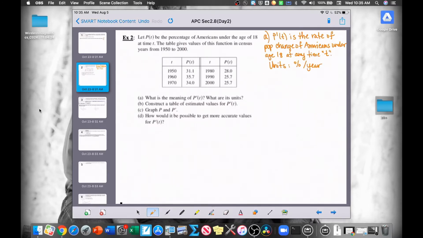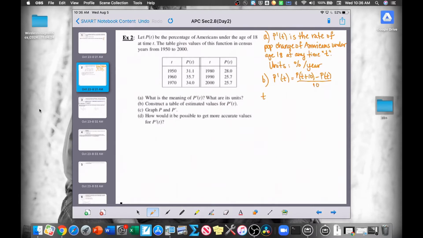All right, letter B says construct a table of estimated values for P prime of t. Well, since we only have a table, we don't have a function to work with here, the best that we can do is calculate a bunch of slopes. So our P prime of t values are going to be equal to P of t plus 10 minus P of t, divided by the difference in years, which is always 10 years apart, so our denominator is always going to be 10.